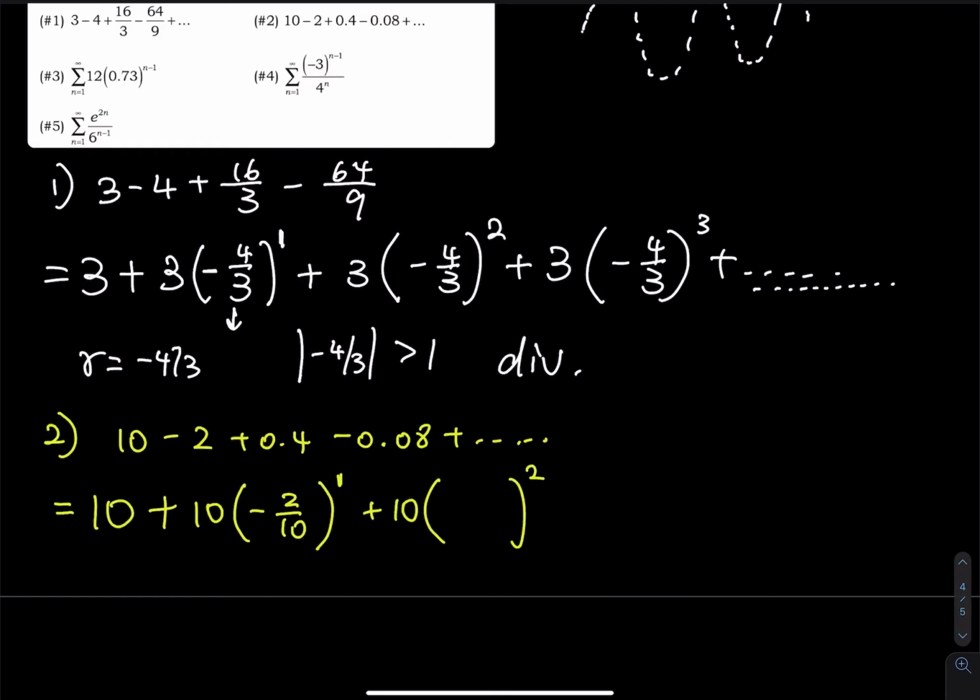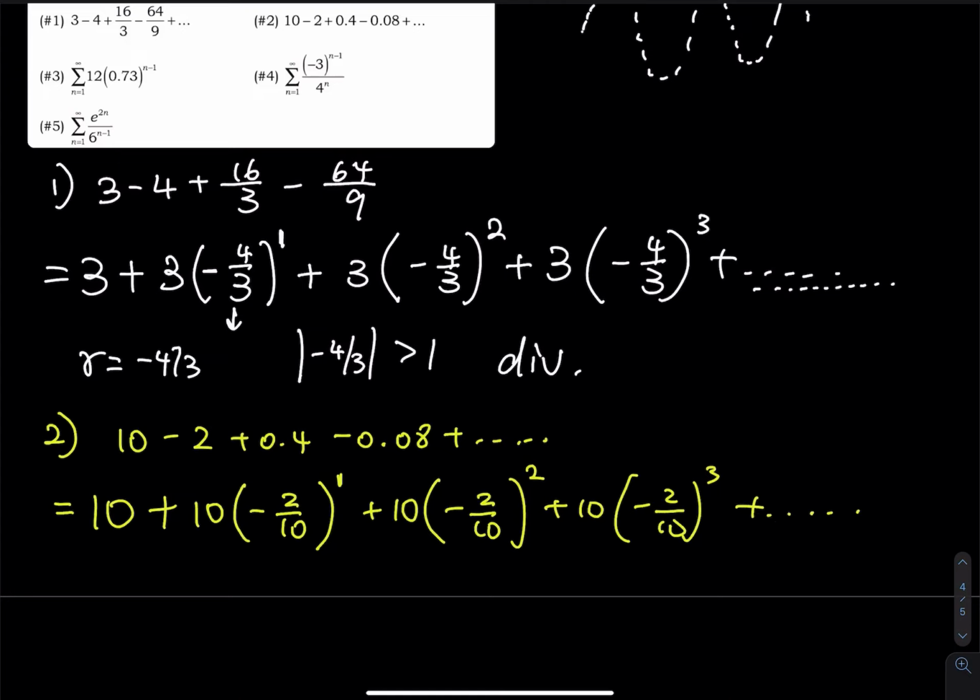You might be thinking in this way. Okay, 10 times negative 2 over 10 raised to 2, is that still equal to 0.4? If yes, you are on the right track. If no, then you have to figure out another common ratio. And then you add 10 times negative 2 over 10 raised to the third. That must equal negative 0.08. Otherwise, your common ratio is wrong. And then you keep on moving, right?